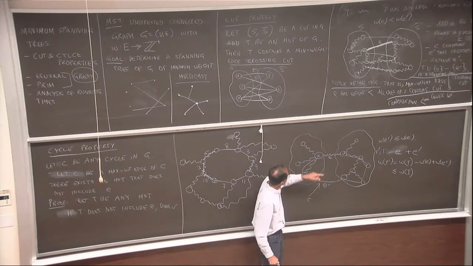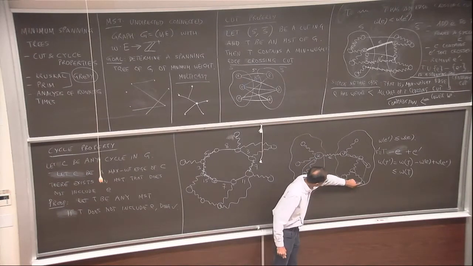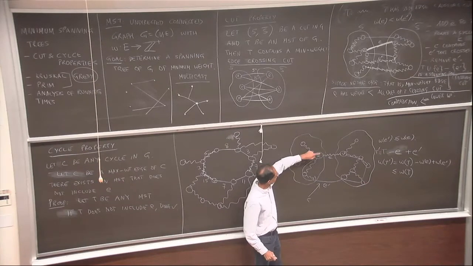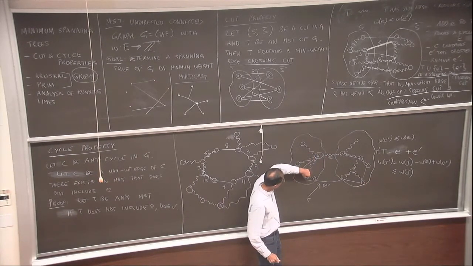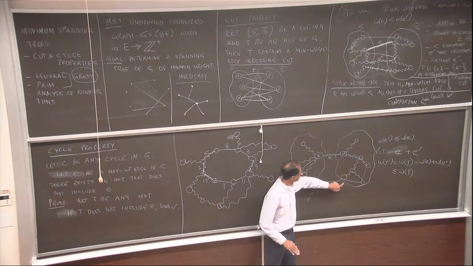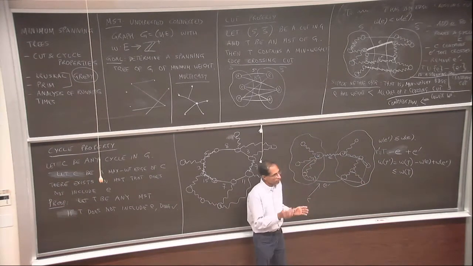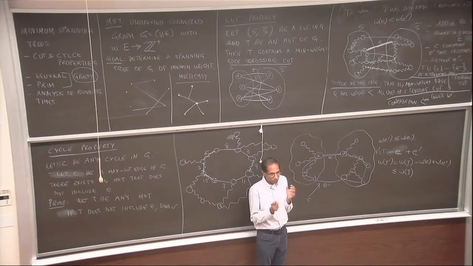Okay? So this drawing, this picture, this is a cycle in the graph. It only includes these edges. This is the minimum spanning tree edge. This is the minimum spanning tree edge. This is not in the minimum spanning tree. And the one on the right is not in the minimum spanning tree either. So that cycle is in the graph, and it includes some edges from the minimum spanning tree. It does not include some other edges.